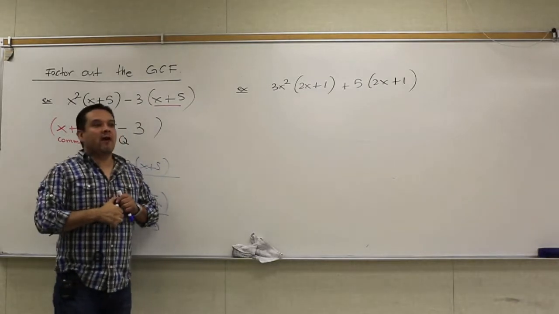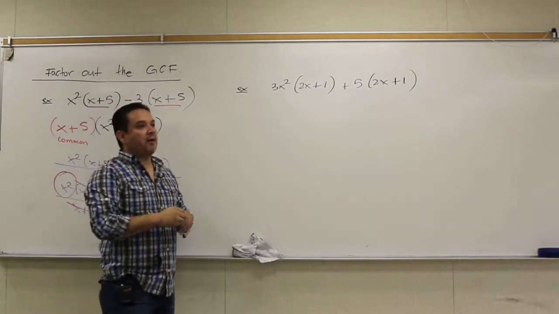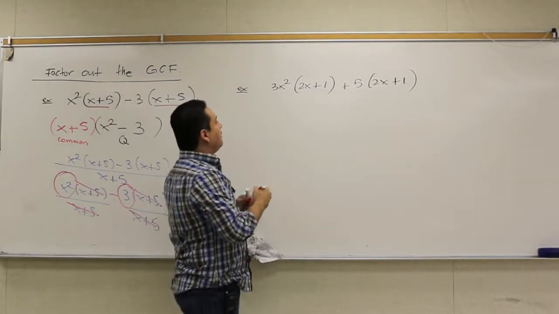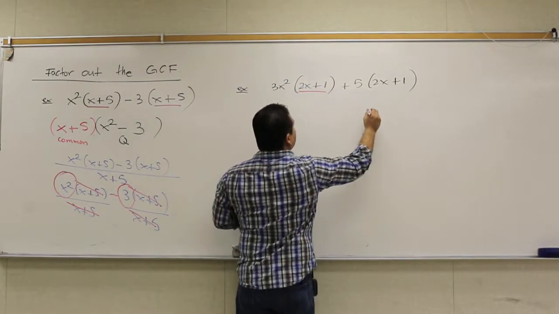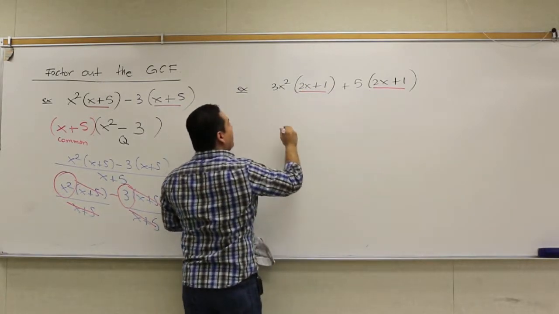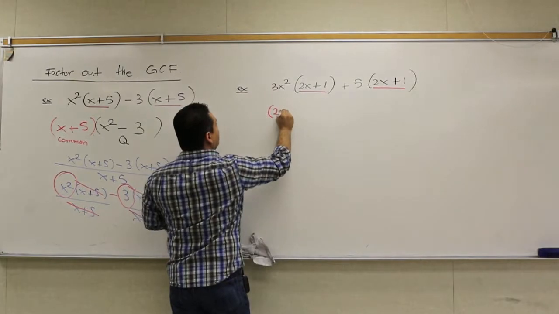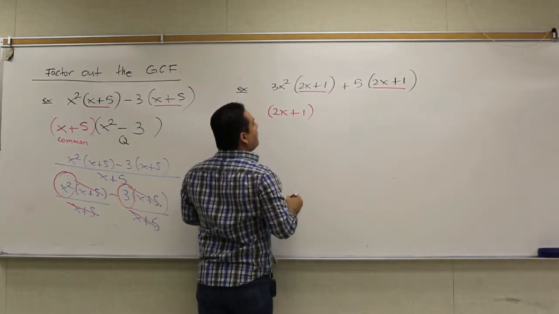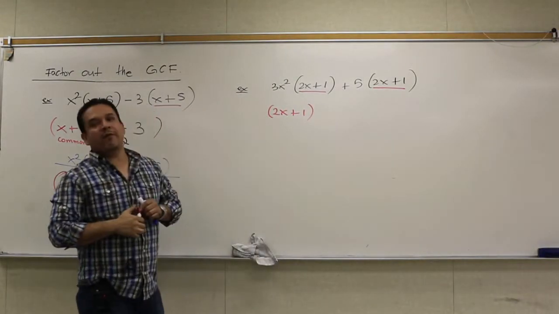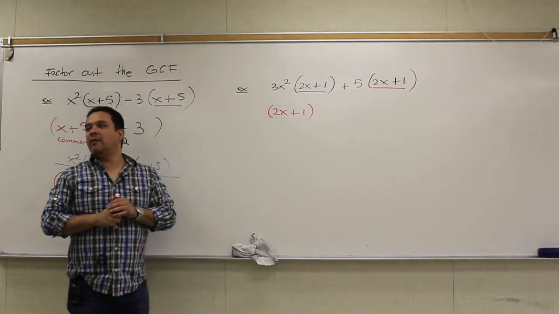Okay, you factor out this common term. Do you guys see anything here that's common? What's common? 2x plus 5 is common. It's in both. That's what makes it common. So we're going to have here this 2x plus 1. It's not 2x plus 5, sorry. Okay, everybody see that common term?